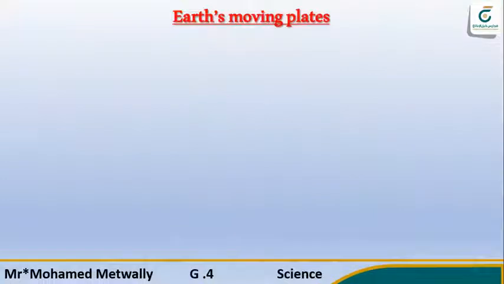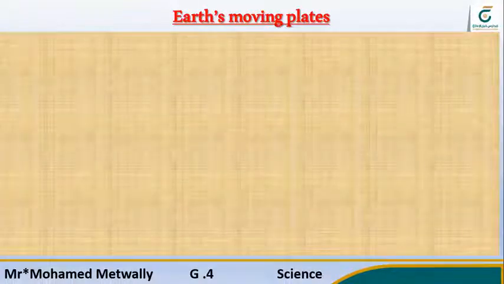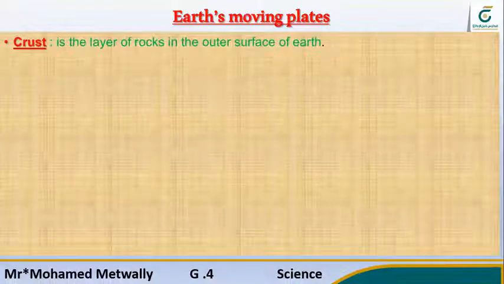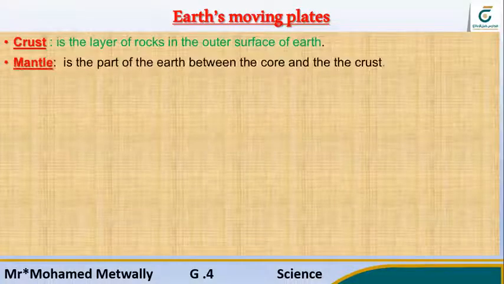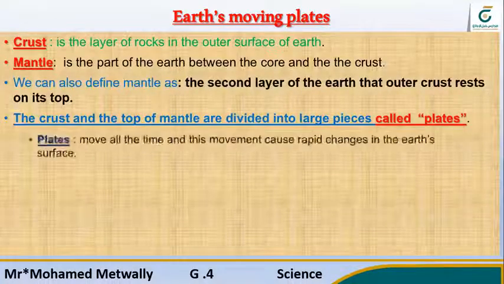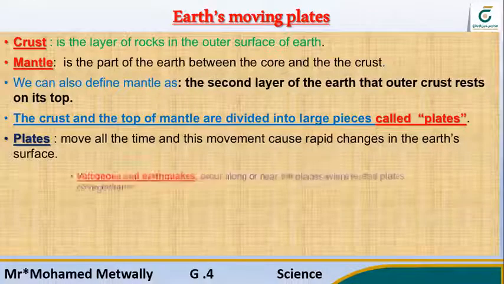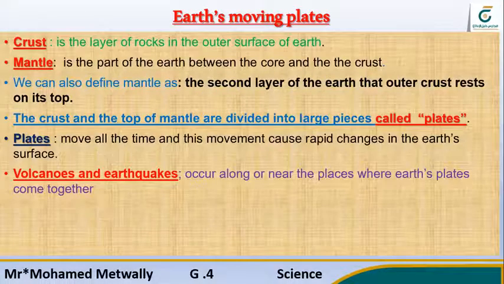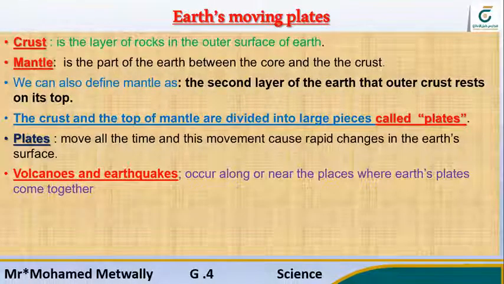Let me remind you first of the previous slide of the previous lesson, which is talking about Earth's moving plates, because it's very important to remember this information and these terminologies as well. We studied the crust. Crust is a layer of rocks in the outer surface of the Earth. Then going to mantle. Mantle is a part of the Earth between the core and the crust. We can also define mantle as the second layer of the Earth that the outer crust rests on top of.